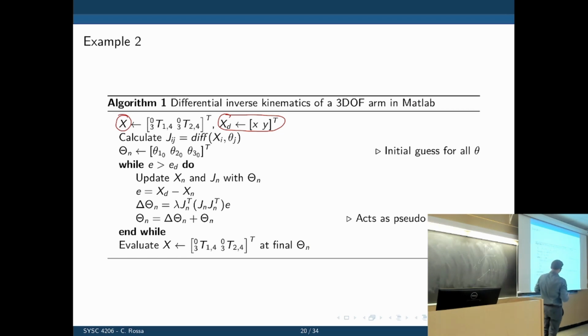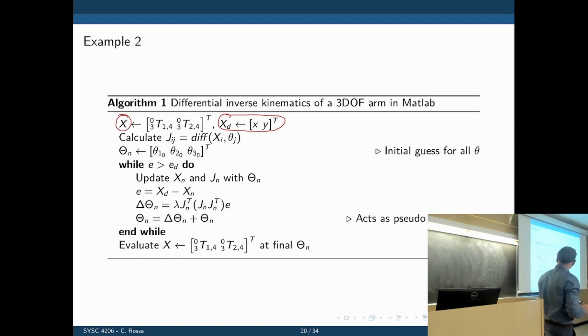And now we are going to give an initial guess for our angles. We're going to put all the variables, theta 1, 2, and 3, in this big capital Theta, and give it an initial guess, say 0, 0, 0. We assume the robot starts at 0, 0, 0. Now we're going to do a while loop. While the error is greater than a predefined error ed, we are going to iterate.